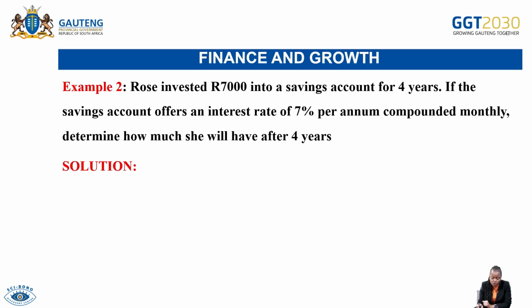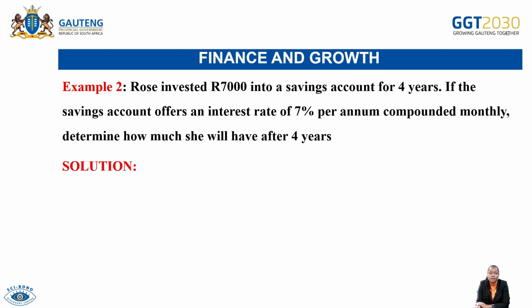Okay, so quickly do this one for me. Example number 2. It says Rose invested 7,000 into a savings account for 4 years. If the savings account offers an interest rate of 7% per annum compounded monthly, determine how much she will have after 4 years. I am giving you exactly 2 minutes. Make sure you list all what you have been given first, and then you substitute nicely into your equations. Your 2 minutes starts now. Okay, your time is up.